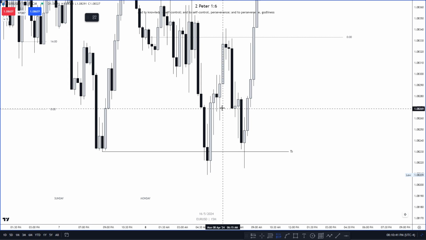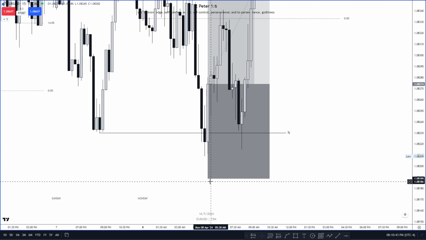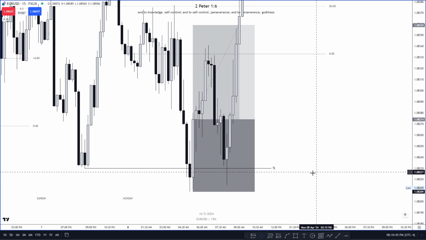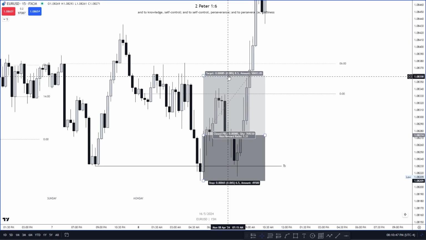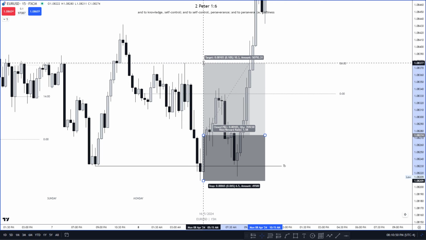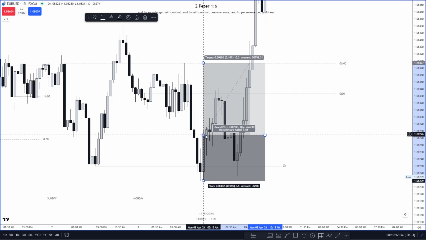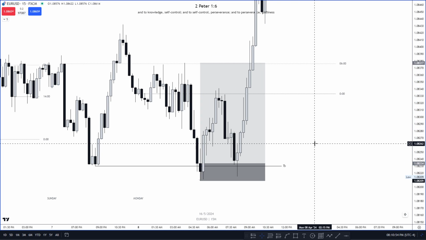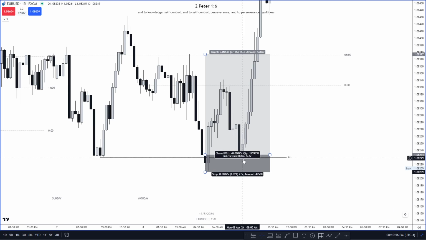If our equilibrium of the range is right here, right? And let's say this is our stop. Look how fat our stop is. Do we want that fat of a stop just to get to this high? No. So, what does price do? It offers us a retracement. It offers us an OTE retracement, right?